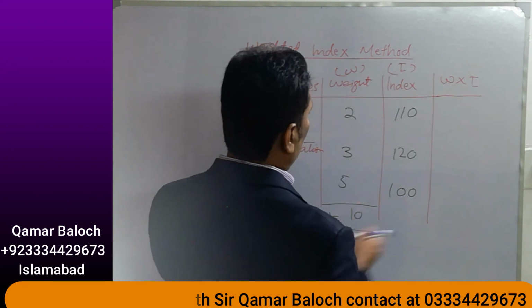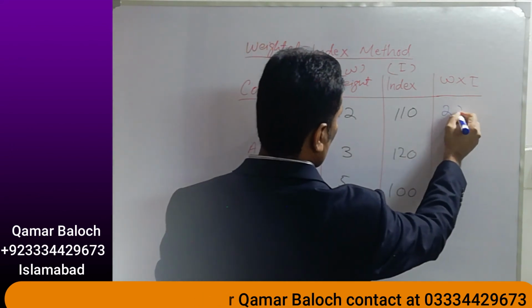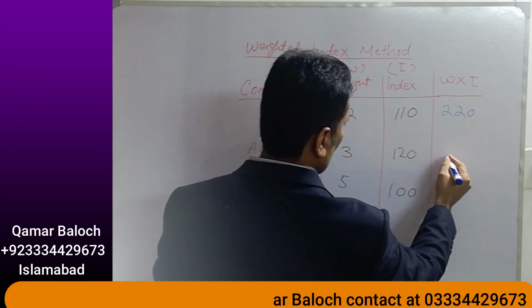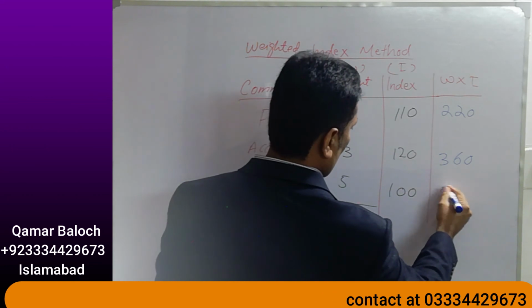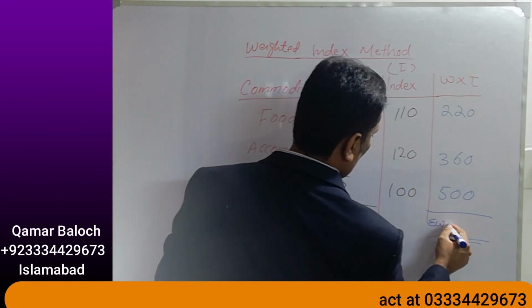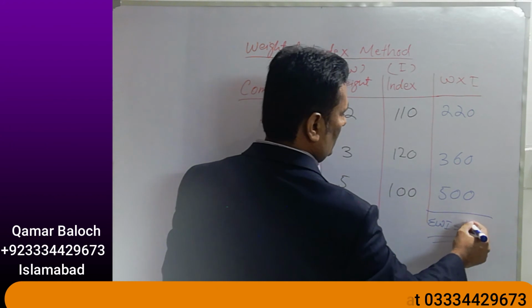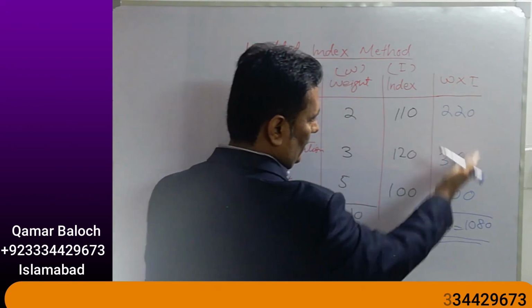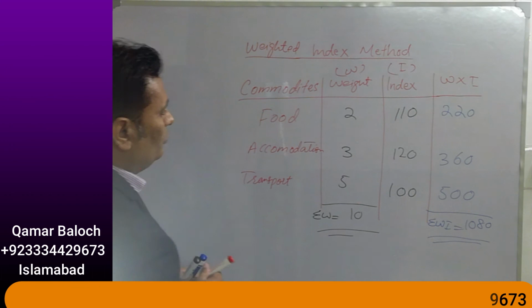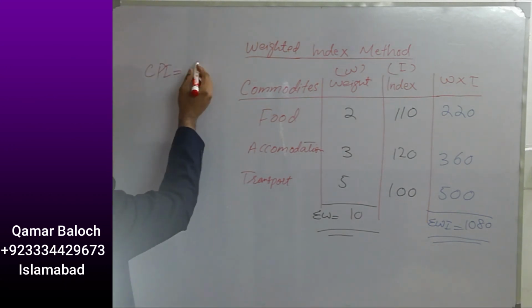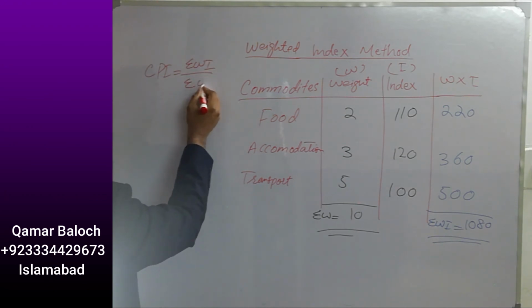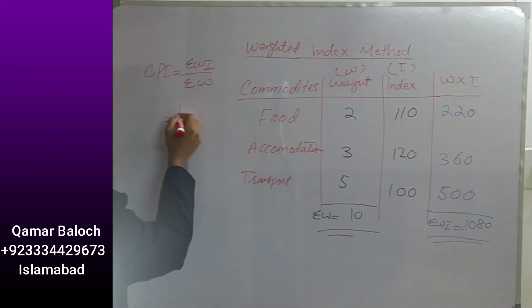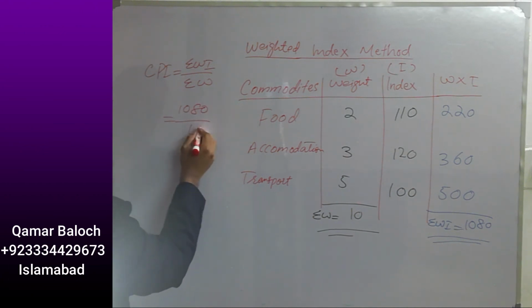So 2 into 110, 220, 3 into 120, 360, and 5 into 100, 500. Now we will find the sum of weighted index, which is equal to 1080. We will add these values. Now to find out consumer price index, CPI, we will use the formula summation WI over summation W, and summation WI is 1080 and summation W is 10, and we will get the answer 108.